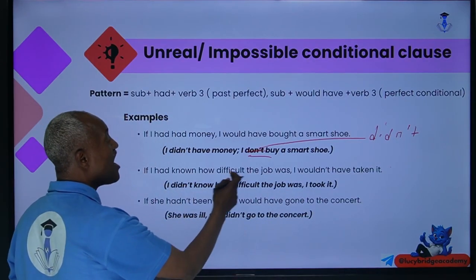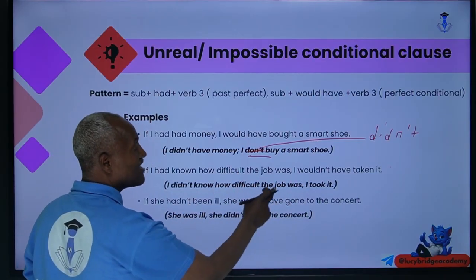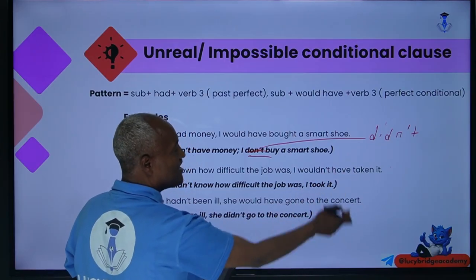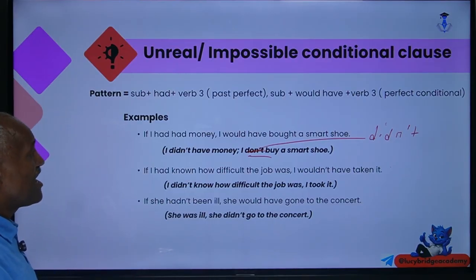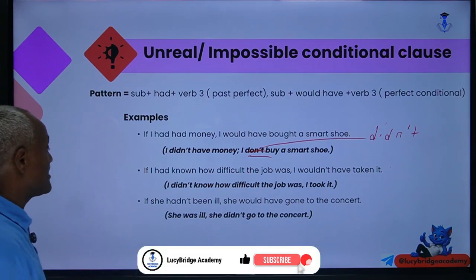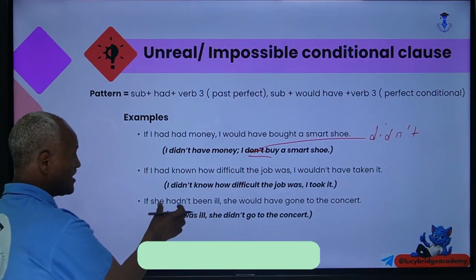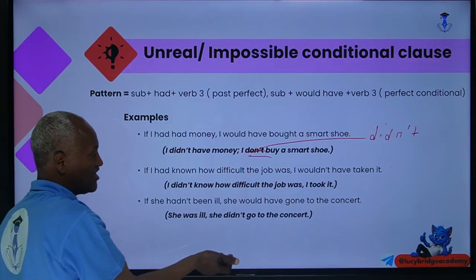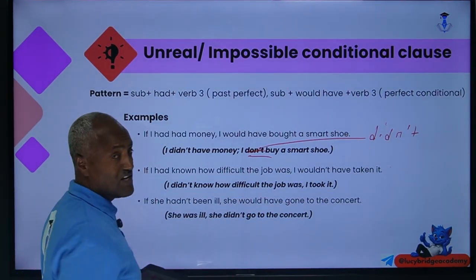If I had known how difficult the job was, I wouldn't have taken it. I didn't know how difficult the job was, but I took it. I wouldn't have taken it means I took it. So this is what you have to remember. If she hadn't been ill means she was ill. Don't forget, if this one is negative, this is a past unfulfilled action, then the meaning is positive. She would have gone to the concert. That means she didn't go to the concert.